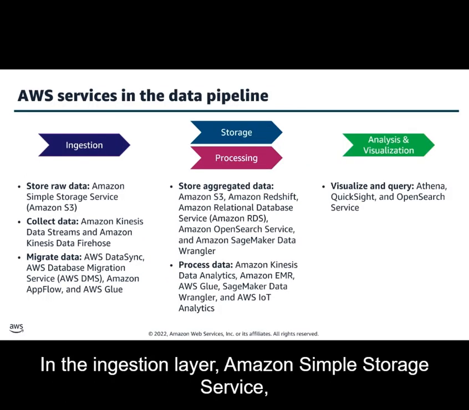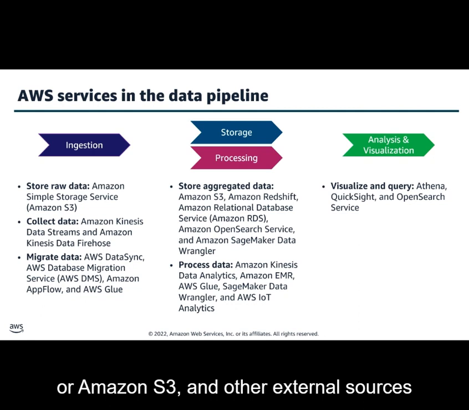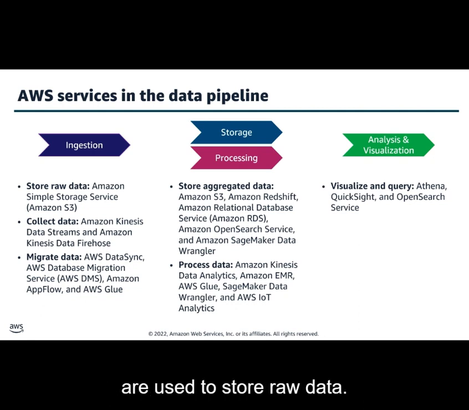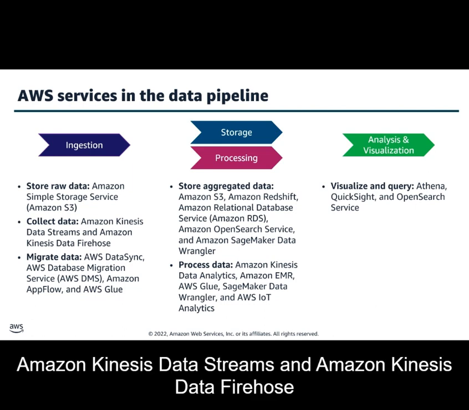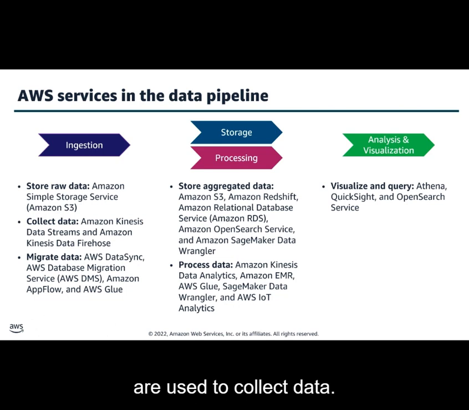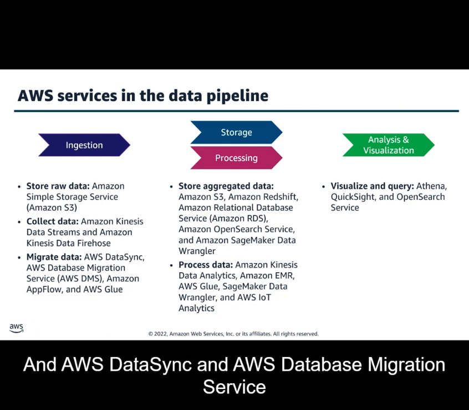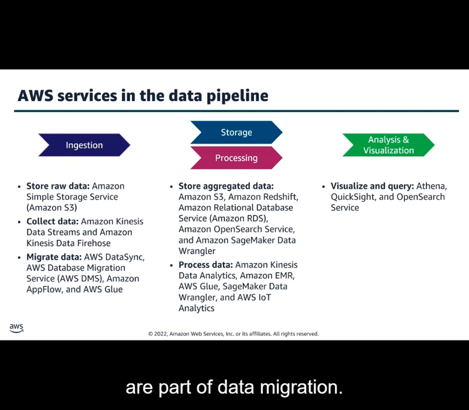In the ingestion layer, Amazon Simple Storage Service, or Amazon S3, and other external sources are used to store raw data. Amazon Kinesis Data Streams and Amazon Kinesis Data Firehose are used to collect data. And AWS DataSync and AWS Database Migration Service are part of data migration.